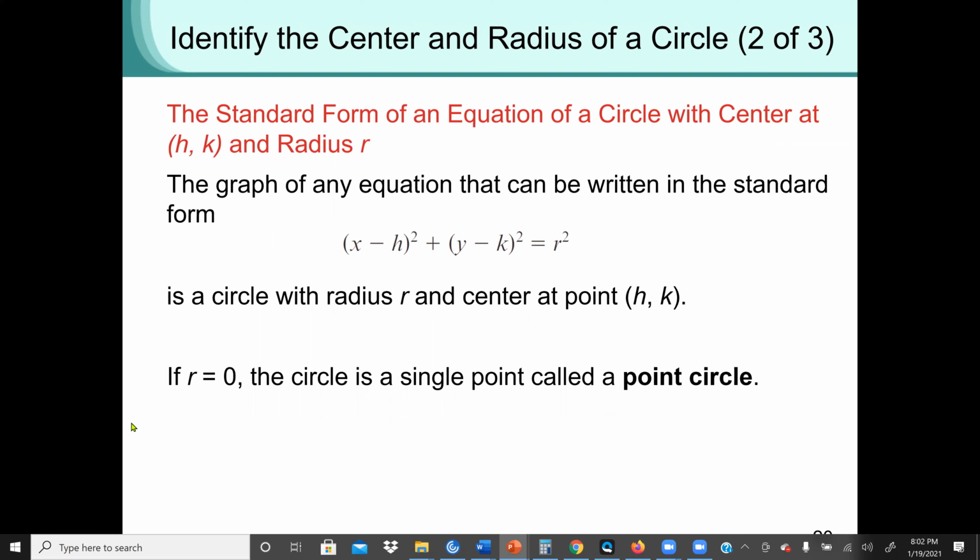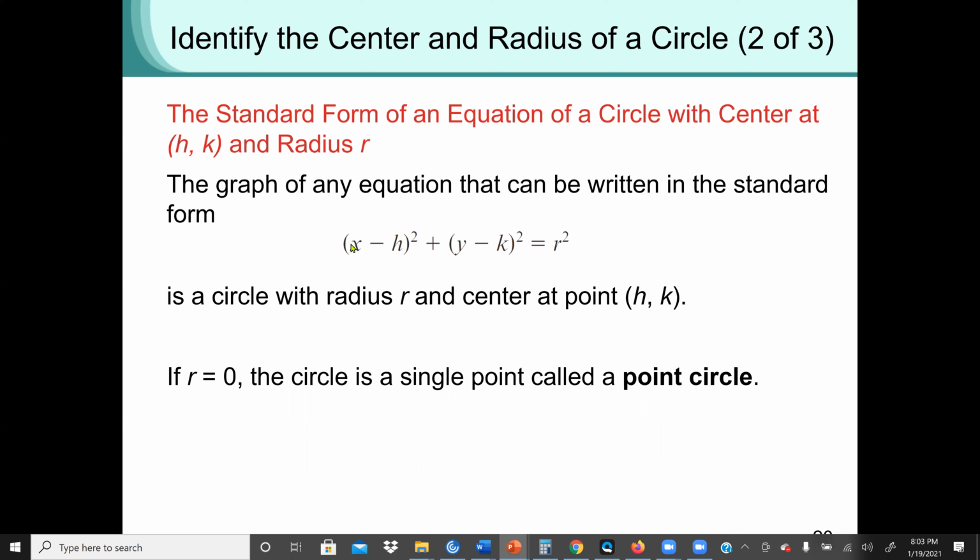So the graph of any equation that can be written in the standard form for the circle will be (x minus h) squared plus (y minus k) squared equals r squared. This is the standard form of the equation of a circle with the center at (h, k). h is the center on the horizontal, and k is the vertical. Sometimes (h, k) can be the origin, (0, 0), but it can be any value, like (negative 2, 4). The circle doesn't have to be at the origin.